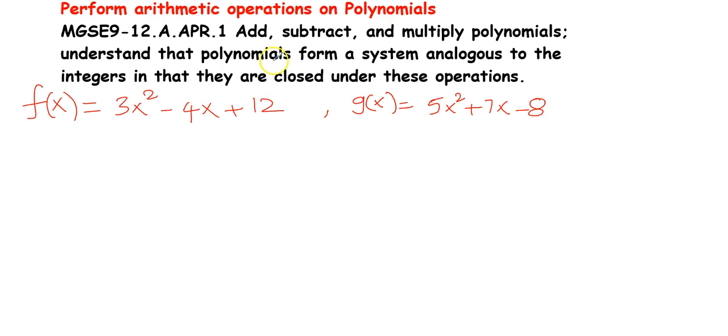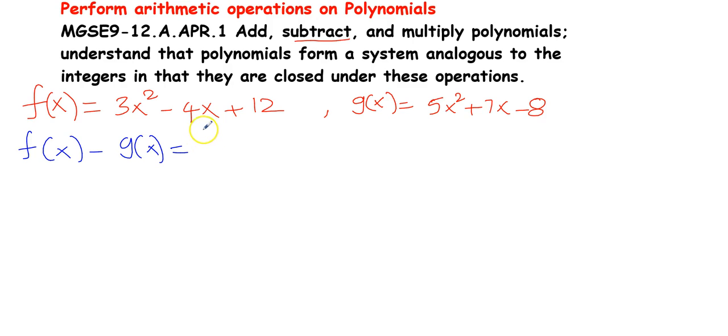Alright, this is part 2 of operations of polynomials, and in this video we are going to subtract two polynomials. The first one we already have: two functions. The first is f of x equal to 3x square minus 4x plus 12, and the second function g of x equal to 5x square plus 7x minus 8. So let us find what is f of x minus g of x.